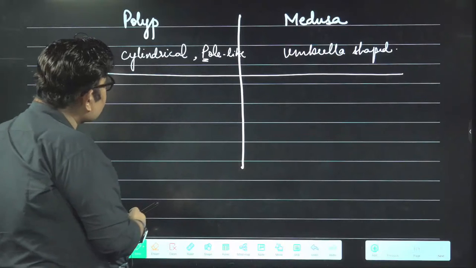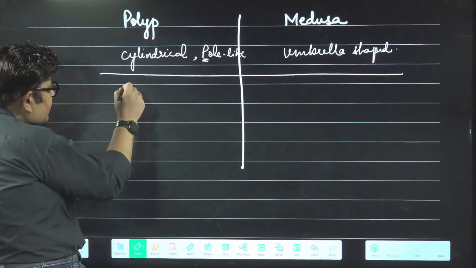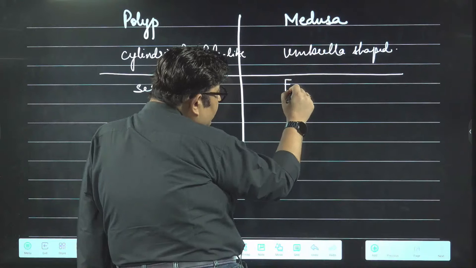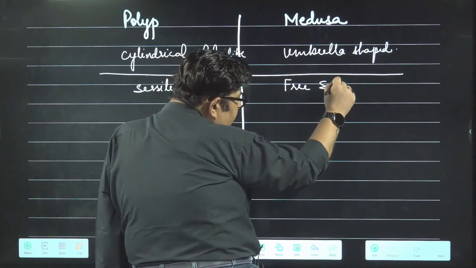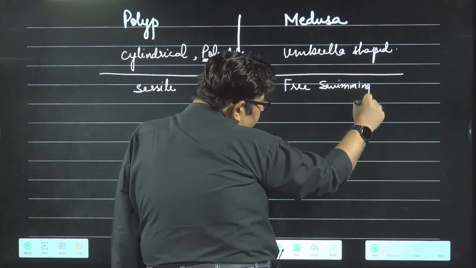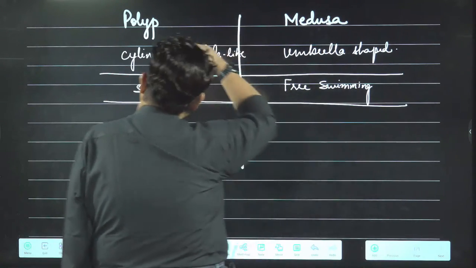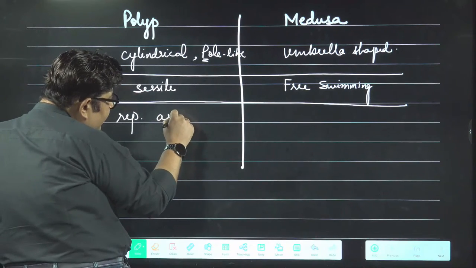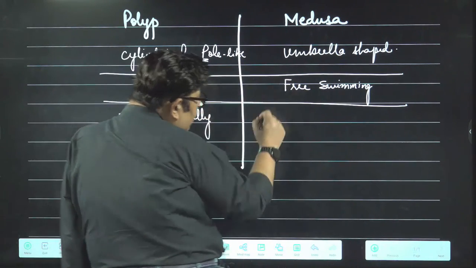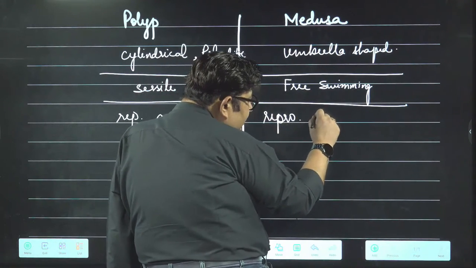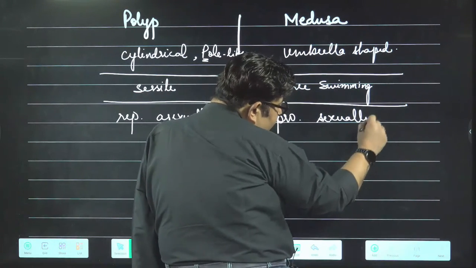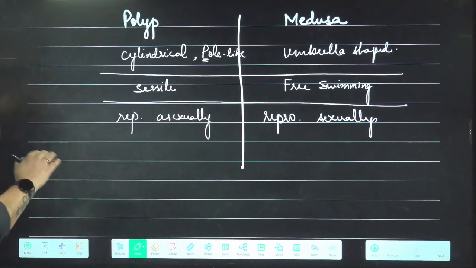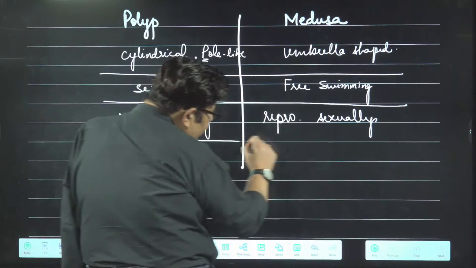What other points do you know about polyp and medusa? Polyp is sessile, which means non-motile, and medusa is motile. In fact, it is free swimming. Polyp reproduces asexually, and medusa reproduces sexually. Just remember, the one which is pole-like and fixed is asexual.